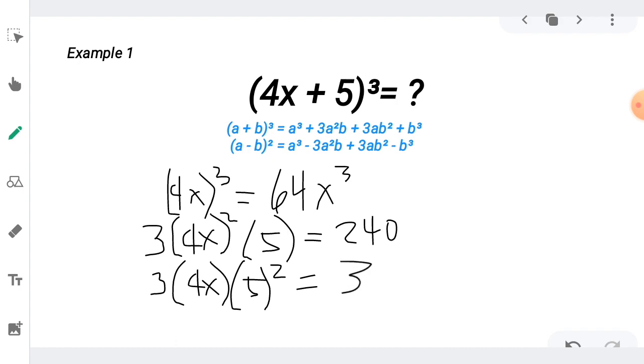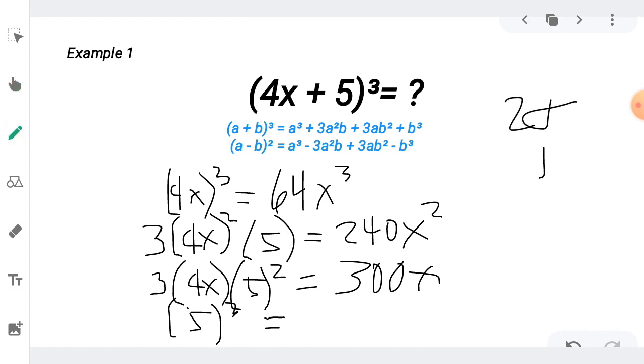So the third term is 300x. And then next, to get the fourth term, we need to cube the second term. So 5 cubed. 5 times 5 is 25, times 5 is equal to 125. So the answer in this problem is 64x cubed plus 240x squared plus 300x plus 125.